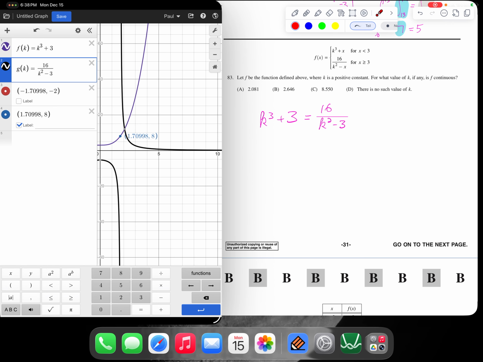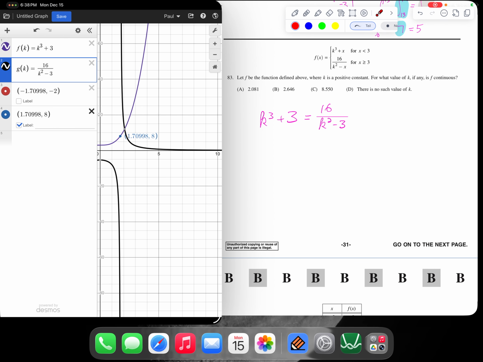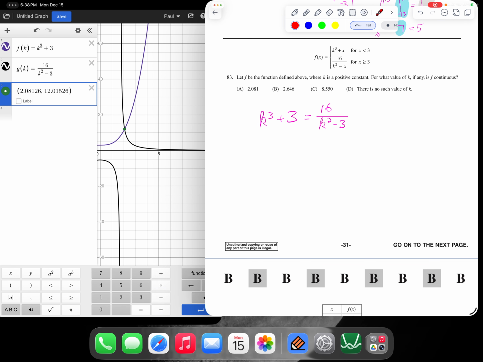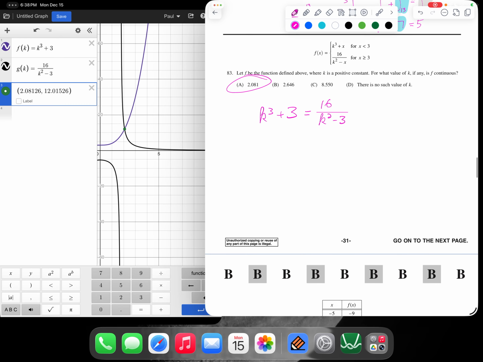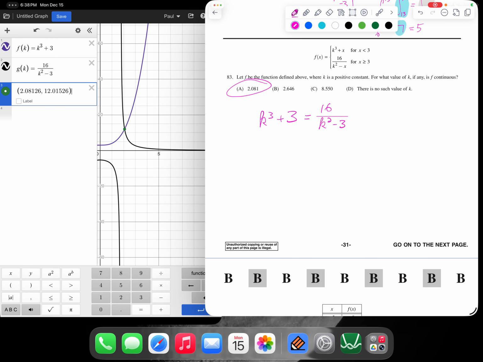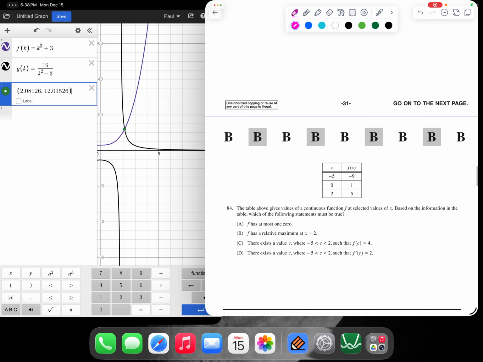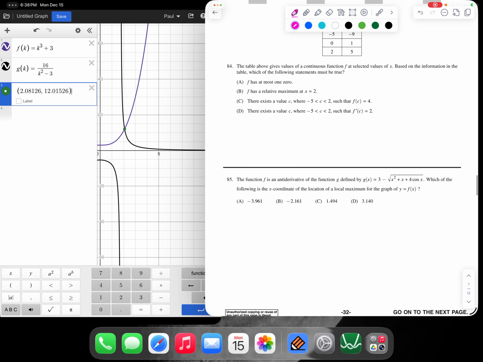Let's try this again. Get rid of these distracting points. 2.081. Okay, that's more like it. Answer's A. Really helps to type things into Desmos correctly. When it works, it's great. So what Desmos told me is where these 2 functions intersect, which is the same thing as solving this equation. Okay, let's see where else Desmos can be helpful.